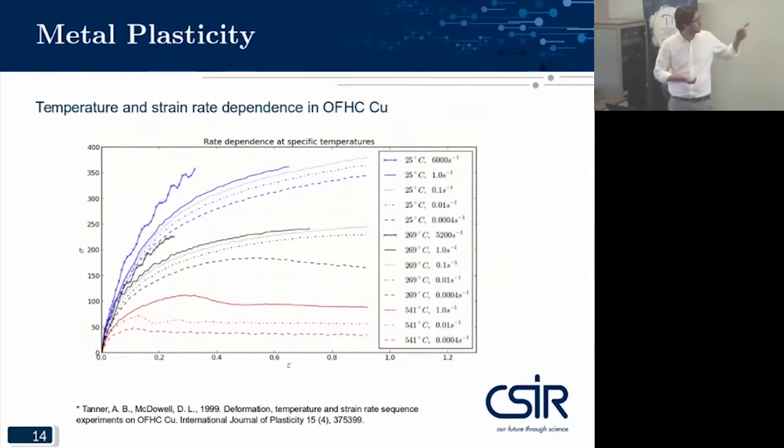You can see typically at room temperature, that's the very top blue set of curves, if you compress it at 6,000 per second, so essentially a ballistic type of speed, you see these highly hardened curves with a lot of jaggedy effects, typically from slip. Then if you go down in terms of strain rate, the curves go down. If you go down even further, at high temperatures, you start getting very interesting effects where the material starts to recrystallize.